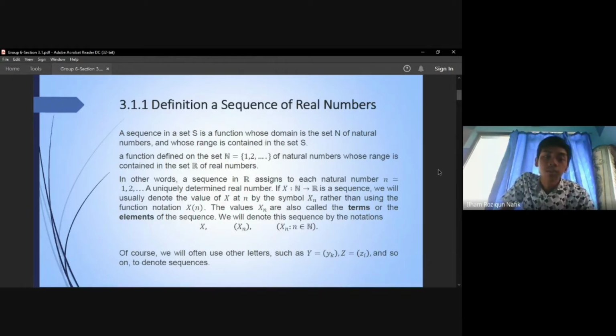Of course, we will often use other letters such as y, z, and so on to denote sequences.